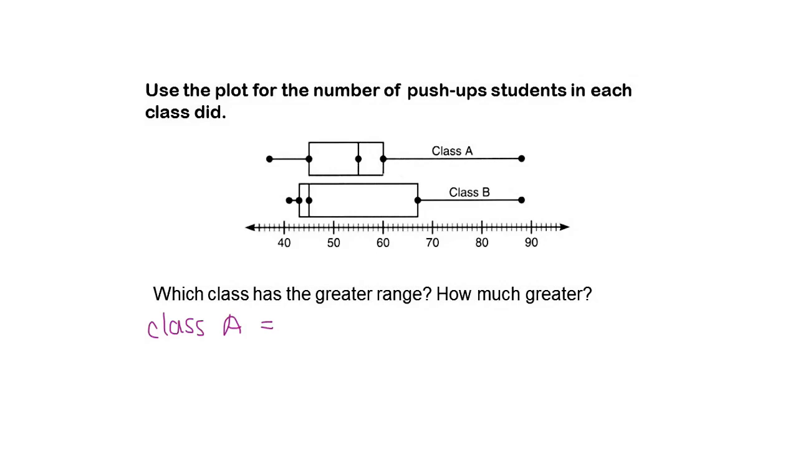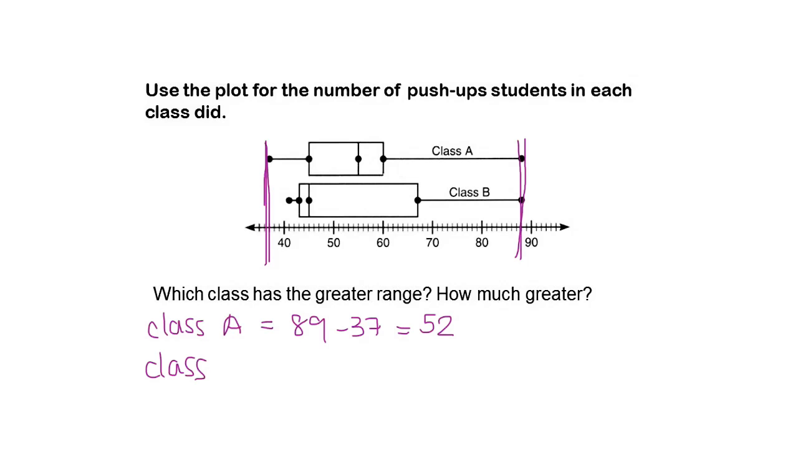So let's look at the lower extreme. They should be here. The lower extreme would be at 37. And then the upper extremes, both class A and B are the same, would be at 89. So let's subtract 37 from 89. And that would equal 52. So the range for class A is 52.